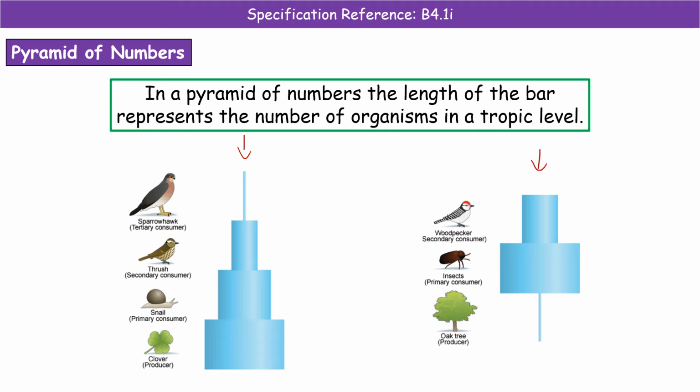On the right though, this one, we can see we only have a very small bar for the producer because it's a single oak tree. So we only have one oak tree, but on that oak tree are potentially hundreds, if not thousands of insects. So that next bar is going to be much wider because it's feeding on a really quite big tree, but there's only one of them, so small bar at the bottom.